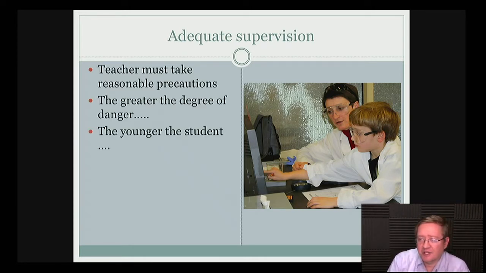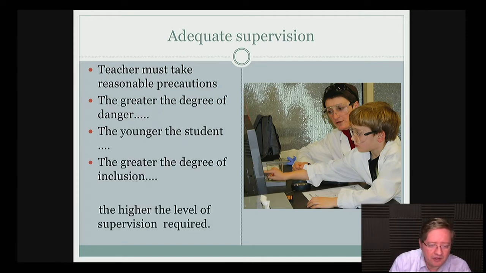The greater the degree of danger and the younger the student, the greater the degree of caution. Now, we want to include all of our students, but if you have someone who has epileptic seizures, you may not want them around glassware, especially if you're going to be heating with something like that. So are you going to do something as a demo, or are you going to do it hands-on?